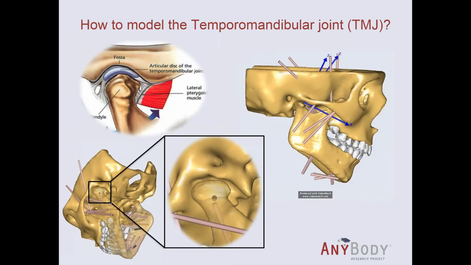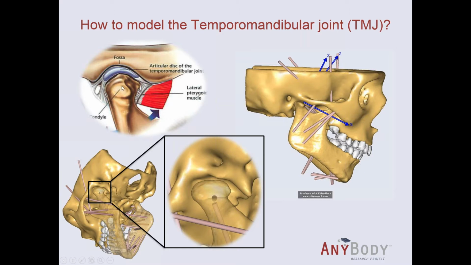One of the difficult tasks, or one of the challenges, is to model the temporomandibular joint. And for those of you who are not experts in this field, this is a joint that connects the jawbone, or the mandible, to the skull. And we have one on either side of the face.